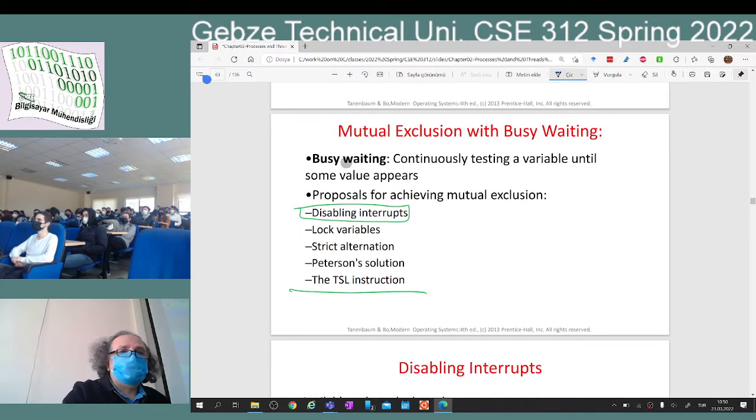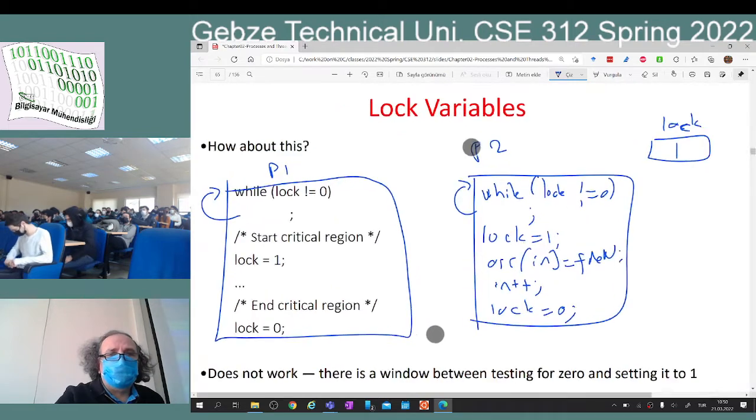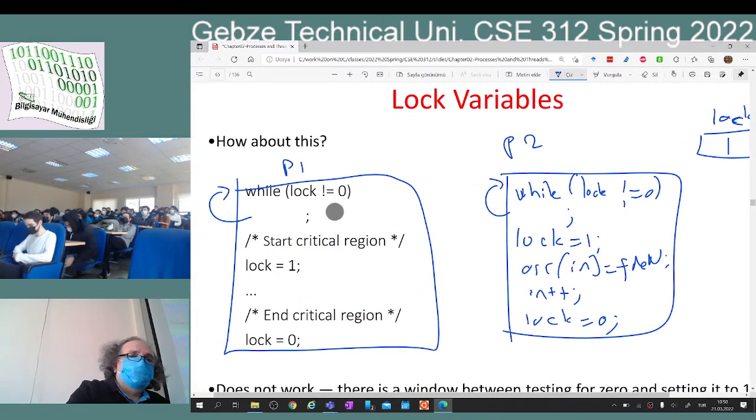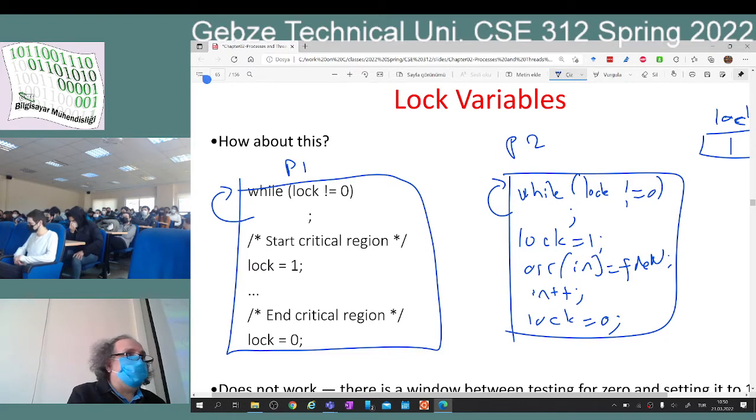This kind of solution is called a busy waiting solution. Why is it busy waiting? Because I keep running the same code. If I am waiting for something to happen, I am running this infinite loop. I am busy, but I am waiting. That's why this is called busy waiting.